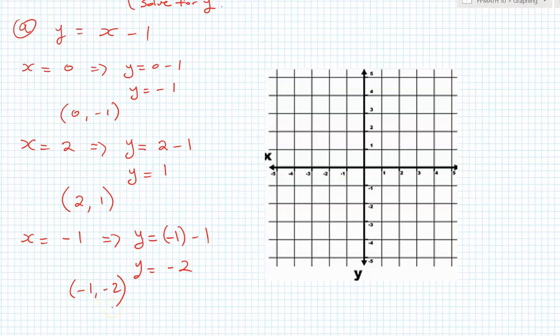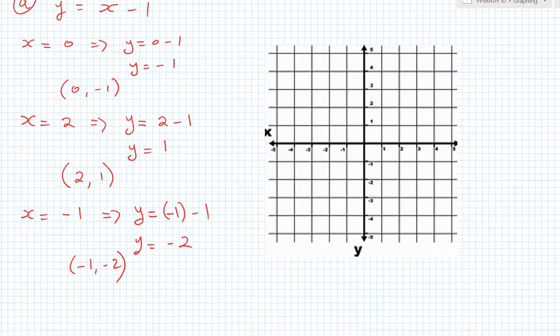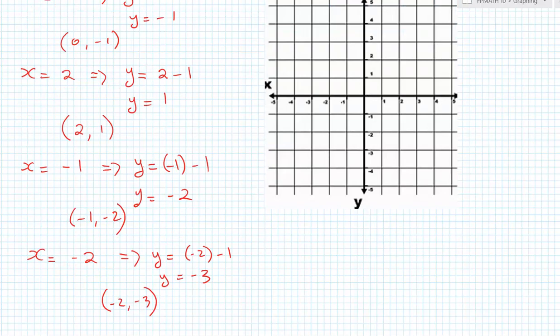To draw a line, the minimum number of points you need is 2, but usually we try to get more than 2: 3, 4, 5. That makes it very accurate. All right, I did one more, x equals minus 2, plug it in there, and I got y equals negative 3. The new ordered pair is (-2, -3). That's the new coordinate. So now we're going to go through and plot these coordinates.